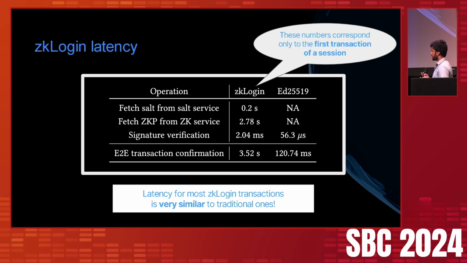So this was benchmarked on a not too powerful machine, I think about 16 cores. The zero-knowledge proof generation takes just about 3 seconds, and the end-to-end transaction confirmation time is also about 3 to 4 seconds. The key point to note here is that a single zero-knowledge proof can be reused across transactions.